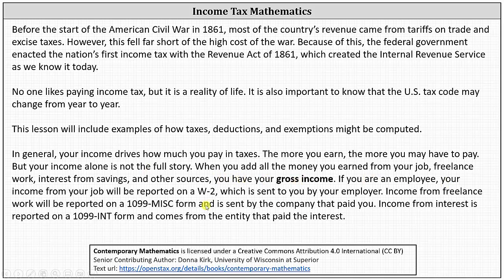If you are an employee, your income from your job will be reported on a W-2 form, which is sent to you by your employer. Income from freelance work will be reported on a 1099 miscellaneous form and is sent by the company that paid you. Income from interest is reported on a 1099 interest form and comes from the entity that paid the interest. Because of this, it's important that these entities have your current address so that you're sent the important information at the end of the year.